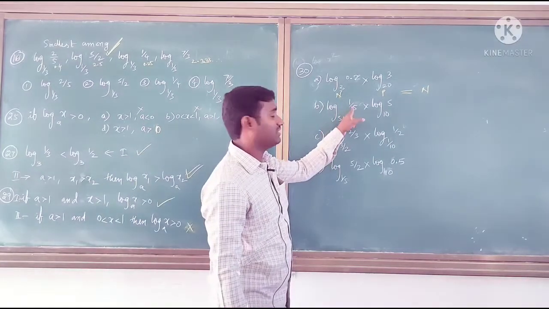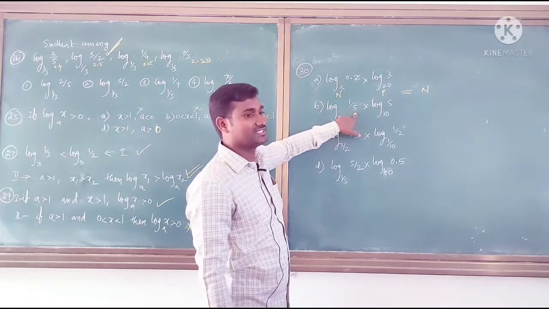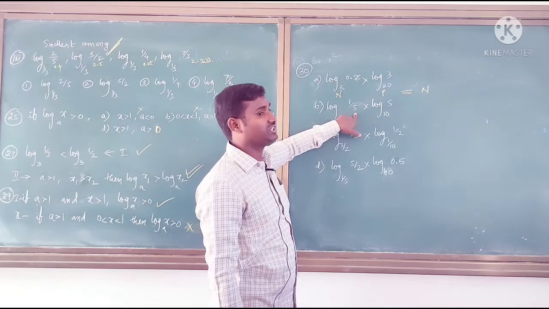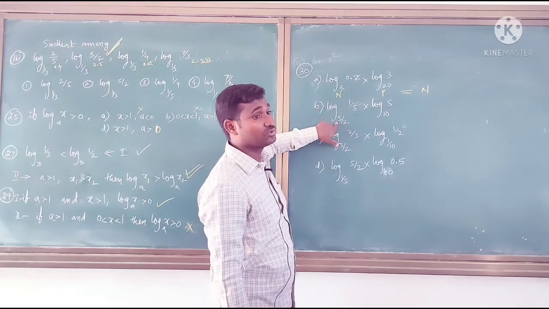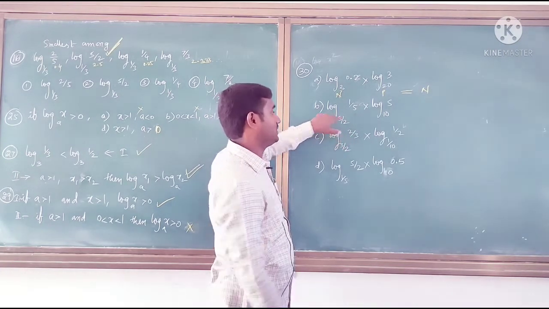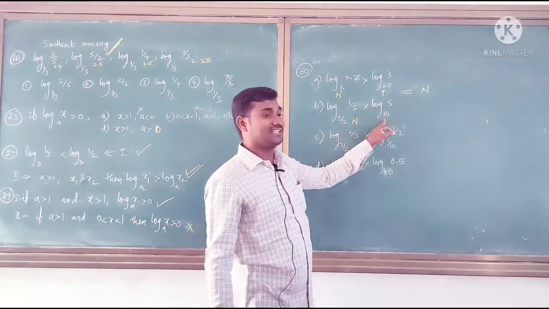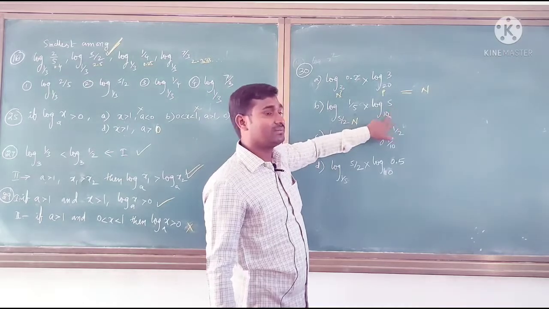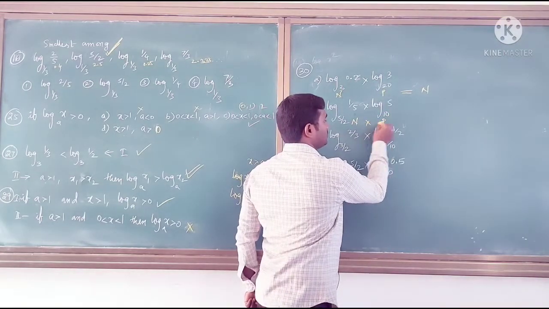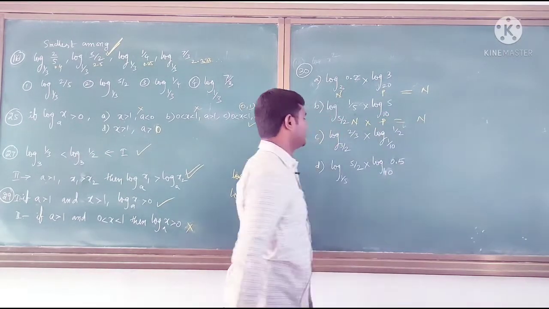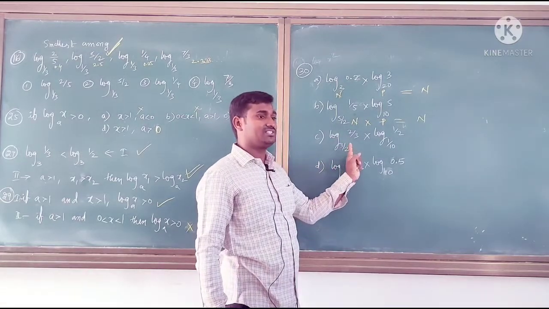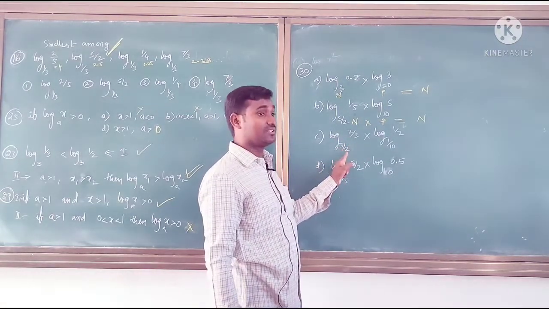Next, log 1 by 5. 1 by 5 lies between 0 and 1. So 5 by 2, that is 2.5, is greater than 1. So it is negative. Yes or no? Log 5 to the base 10, same, greater than 1, positive. Negative into positive is negative. Next, 2 by 3 lies between 0 and 1, and 3 by 2 is greater than 1.